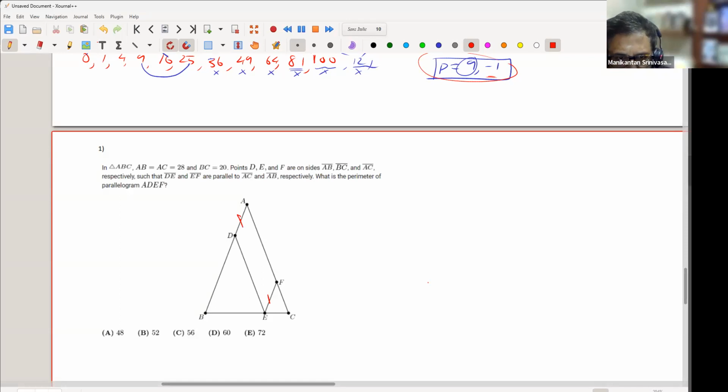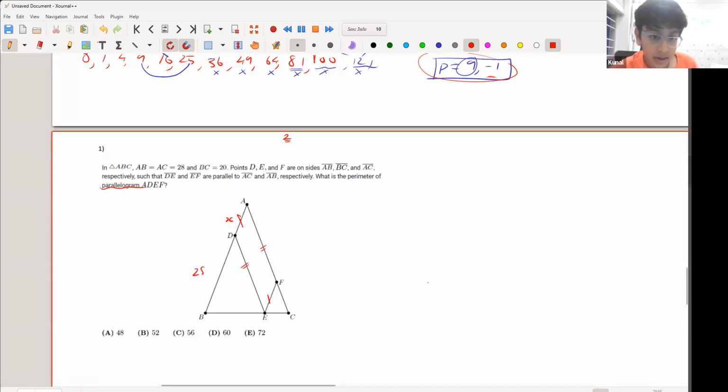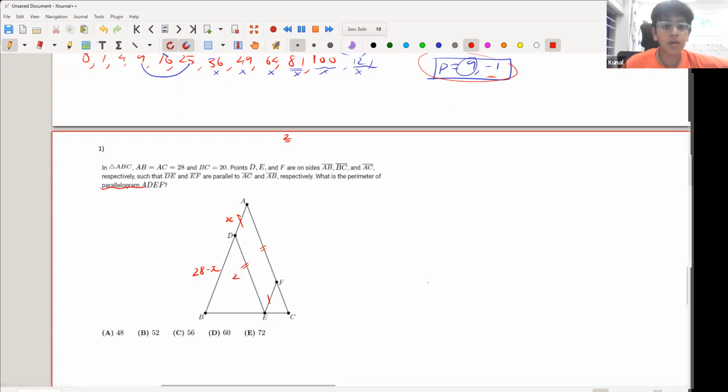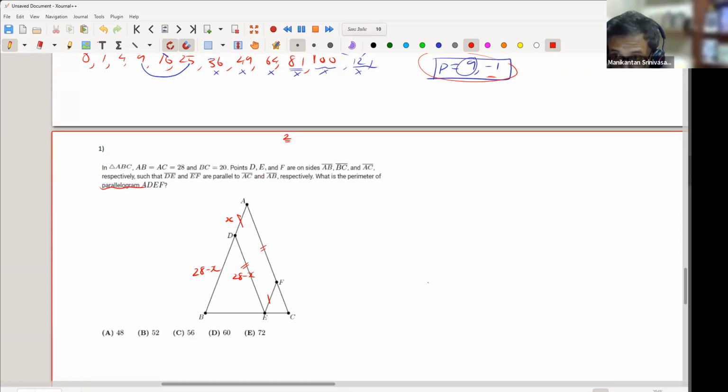What is the perimeter of the parallelogram? These opposite sides are parallel, it's given also. Okay, so suppose we take AD as X, then BD will be 28 minus X. And since we know that they are similar triangles, even DE will be 28 minus X. We do know that.